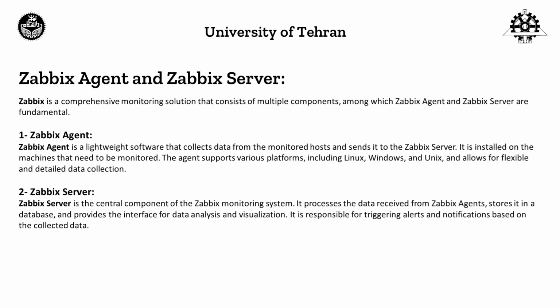Zabbix is a comprehensive monitoring solution that consists of multiple components, among which Zabbix Agent and Zabbix Server are fundamental. 1. Zabbix Agent. Zabbix Agent is a lightweight software that collects data from the monitored hosts and sends it to the Zabbix server. It is installed on the machines that need to be monitored. The agent supports various platforms, including Linux, Windows, and Unix, and allows for flexible and detailed data collection.